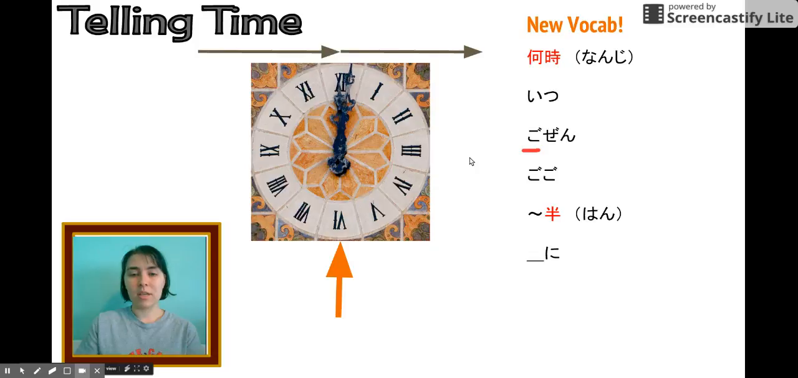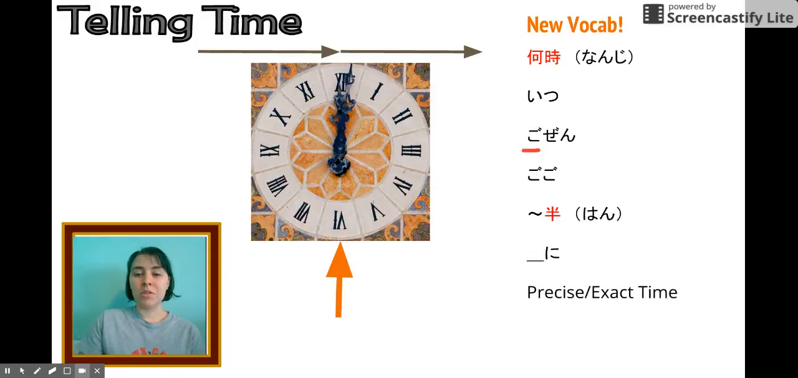Using the particle ni. In this instance, we're going to be using the particle ni as a companion with a precise or exact time. You don't use the particle ni for time when the time is relative, and I'll get more to that on the next page. But you use the particle ni to indicate a precise time that a thing happens at.